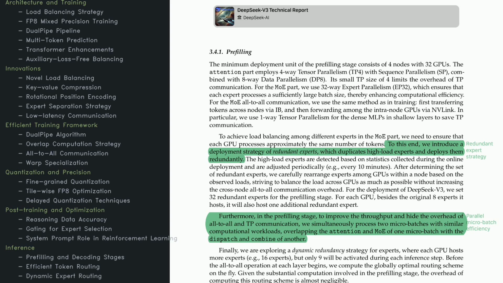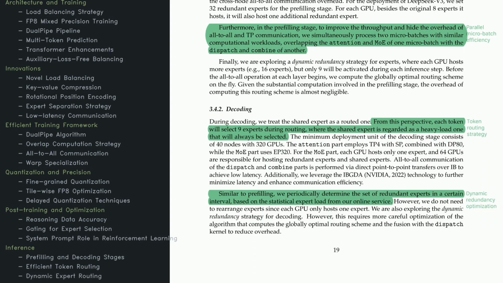Redundant experts help distribute tokens evenly, preventing GPU bottlenecks. Microbatches are processed in parallel, overlapping attention with expert tasks for higher throughput. In decoding, each token can tap multiple experts, with some always active. The minimum setup is 40 nodes with 320 GPUs, using tensor and sequence parallelism.